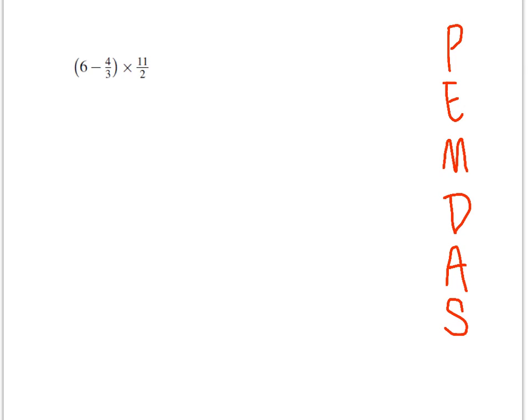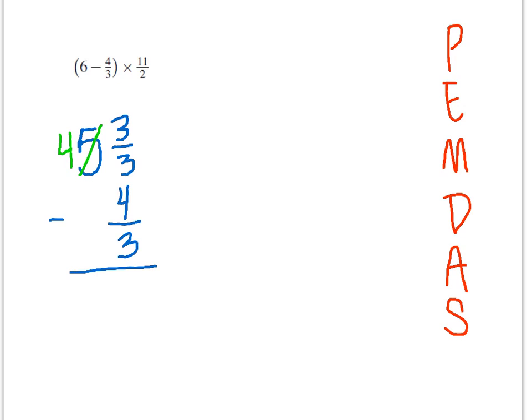Again, start with PEMDAS, so you have parentheses, 6 minus 4/3. So you can go ahead and write that up, and you're going to borrow from the 6 and make it a 5, and you would have 5 3/3 minus 4/3. You can do the same thing and borrow from the 5, make it a 4, and you would add 3 plus 3, which is going to be 6/3. So now you can subtract fully, where you have 6 minus 4, which is going to equal 2/3. 4 minus nothing is 4. So you have 4 2/3 left, but then you need to multiply that by 11 halves.